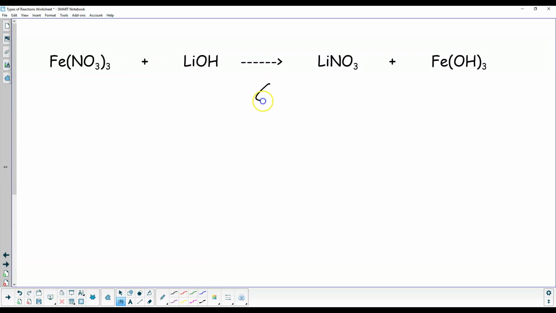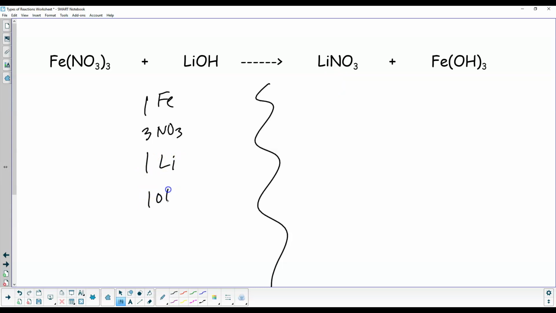Okay, let's look at this one. I've got 1 iron. I've got 3 nitrate groups, because notice there's nitrate on the other side. 1 lithium, and then I'm going to leave hydroxide together because it's over here. Okay, products. 1 iron, looks like 1 nitrate. Lithium is 1. Hydroxide is 3.